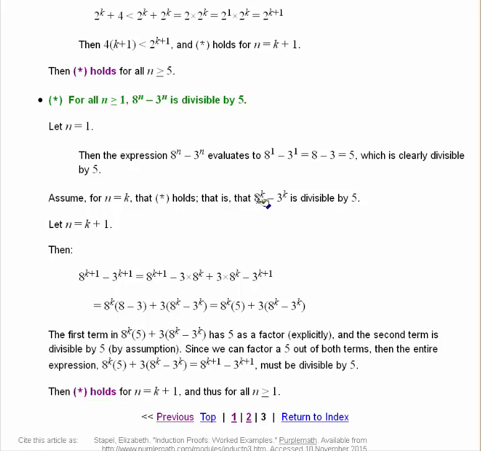Now why is this good? Because 8 to the k minus 3 to the k, that's our expression in our assumption. We already are assuming that this is divisible by 5. So what do we have? We have one term here that's obviously divisible by 5, plus another term that's divisible by 5. That means the entire expression is divisible by 5. So we have that the right-hand side of the expression star is true when n is replaced by k plus 1. Okay, that gives us the end of the proof, and that's what we wanted to show.